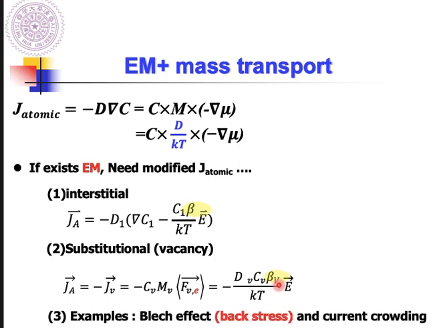So now we move to some examples. There are two examples that usually happen in the semiconductor industry. It's not good. There are two effects we call the Blech effect and current crowding. Both of these effects will decrease the reliability of the microchip, so we want to avoid them. In order to avoid these effects, we need to know what the Blech effect and current crowding are. Then we have a chance to solve it, right?